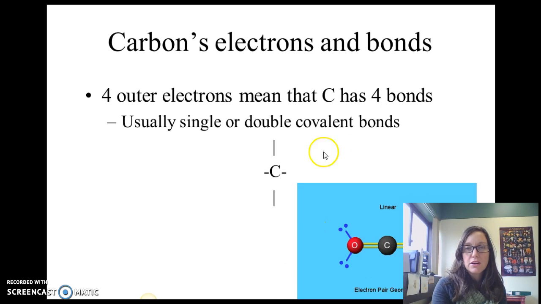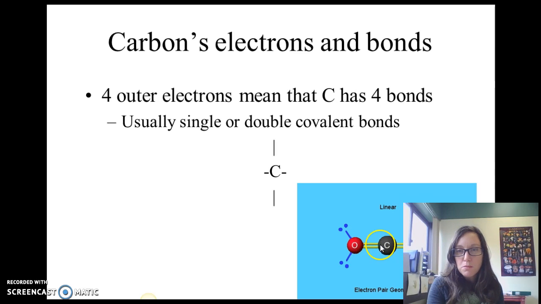As we can see here, the covalent bonds are represented by lines, and this is a central carbon, and it can bond 4 times with 4 single bonds, or down here in the picture, we can have carbon with double bonds. So it can bond with 4 other elements, or it can bond with fewer other elements as long as the bonds are double or triple.